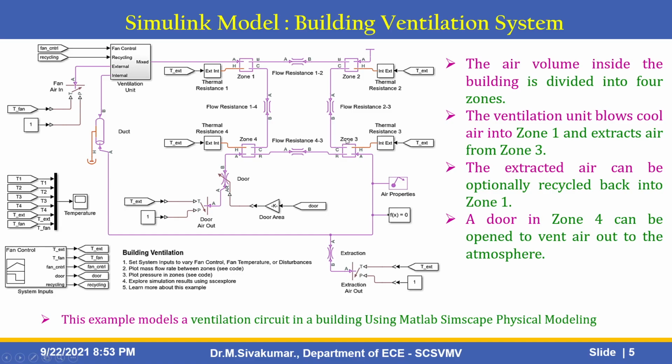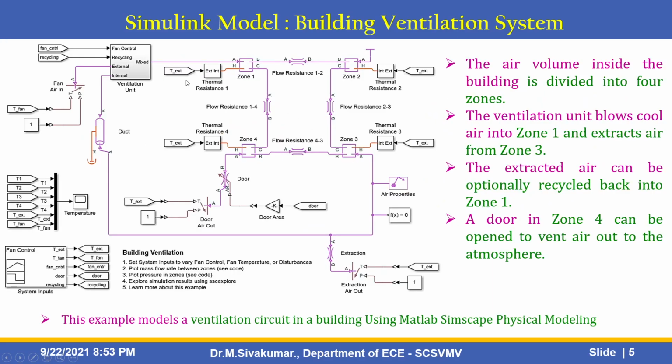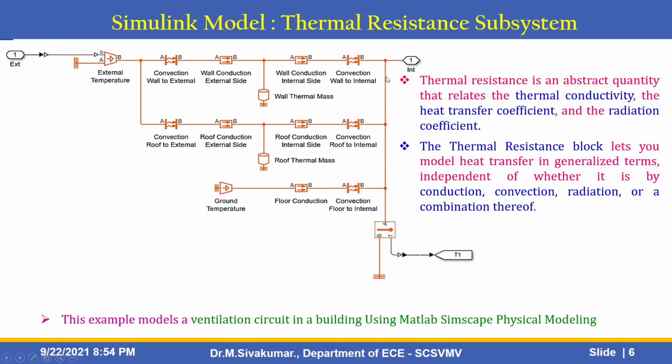The first subsystem is the thermal resistance subsystem. There are four subsystems for the four zones: thermal resistance, thermal resistance 2, thermal resistance 3, and thermal resistance 4, one for each and every zone in the building. This is taken from the thermal resistance block in Simscape.